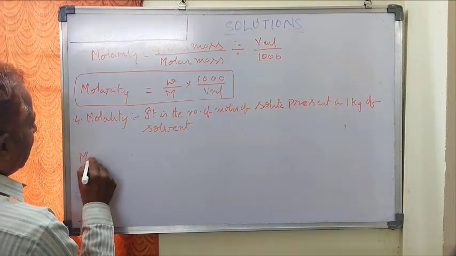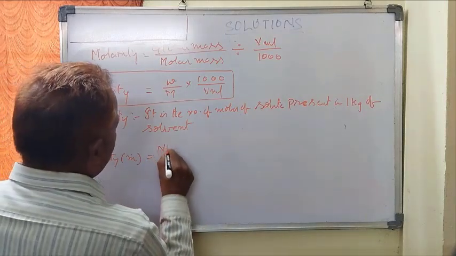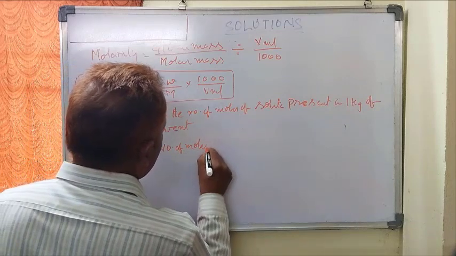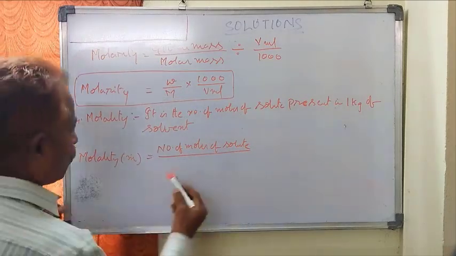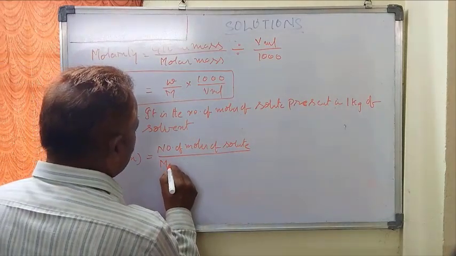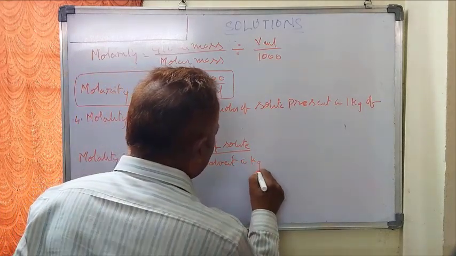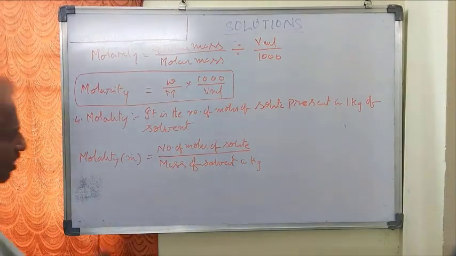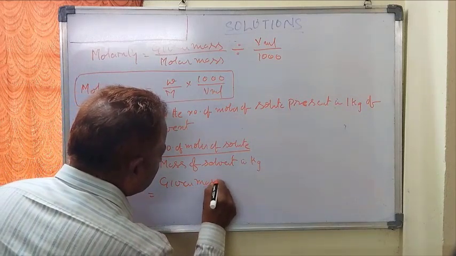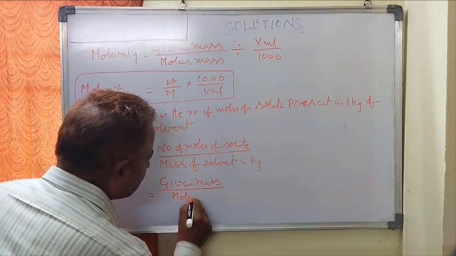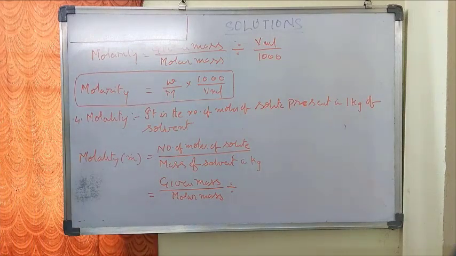Molality is denoted by small m. Molality equals the number of moles of solute divided by the mass of solvent in kilograms. So how do we find the number of moles? Given mass divided by molar mass.